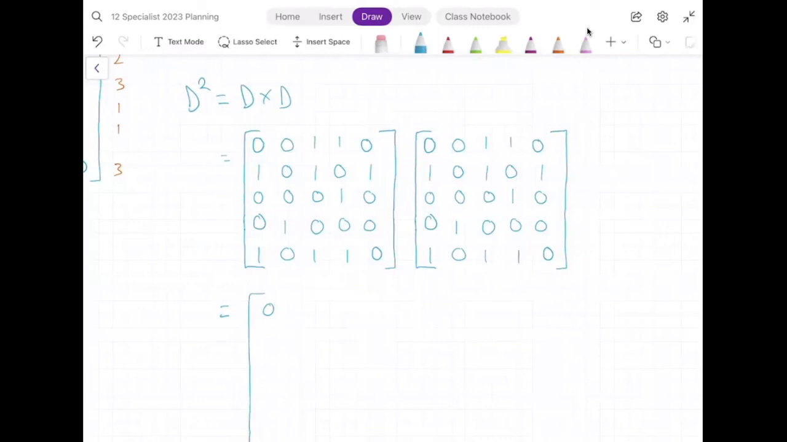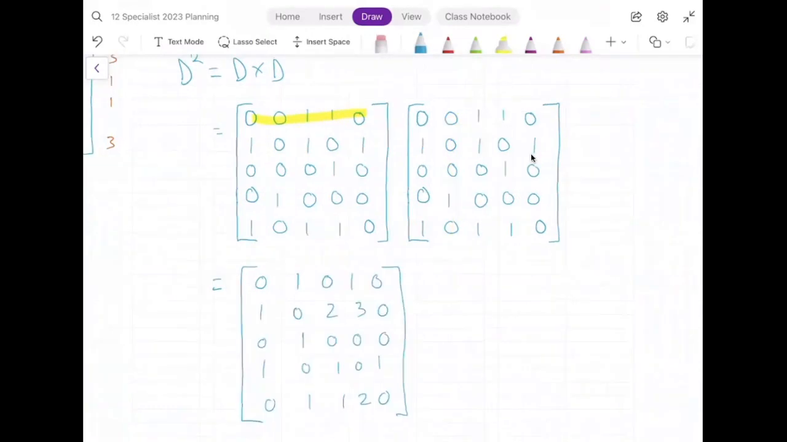And again, I should basically get a lot of 1s and 0s again. If I do my row by my second column, well, that is going to be 0, 0, 0, 1, 0. So that's going to be 1. And if I keep going across like this, I get the following matrix. Okay, so if I continue doing that, I get this matrix here.